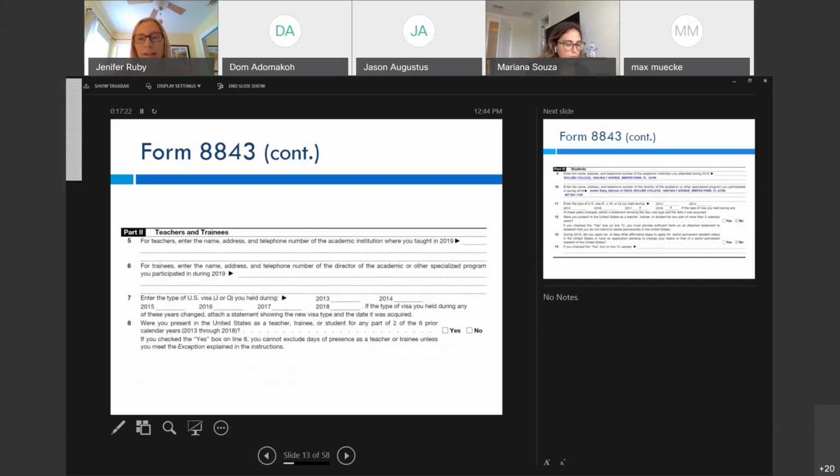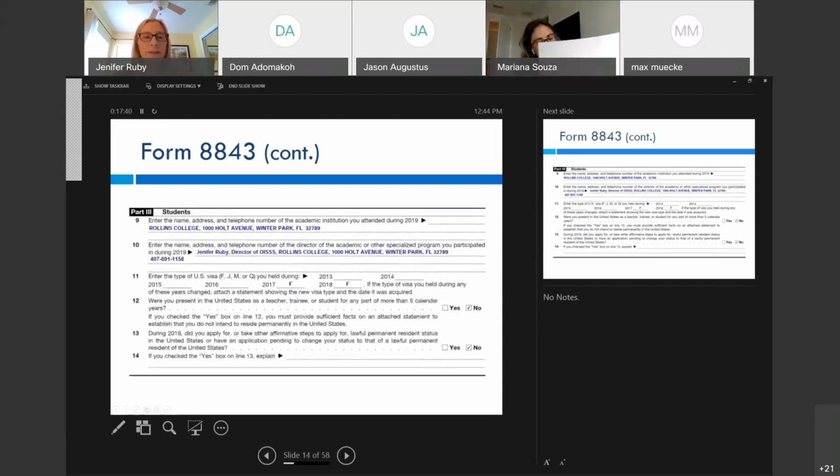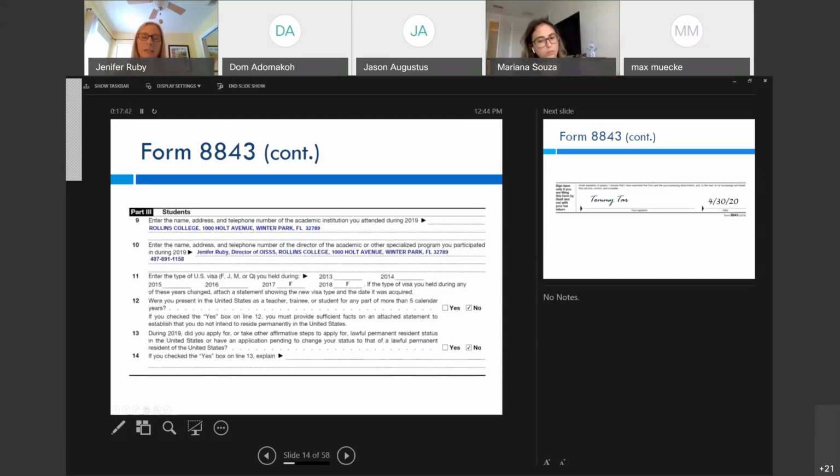If we have any of our J1 professors online, this section of the form would be completed by you. They don't typically join, so there's no sample information, but it would look similar to this section, which is the student section. So for all of you students, this is how you will fill out part 3 of the form 8843.